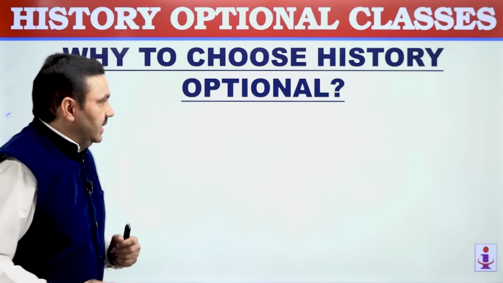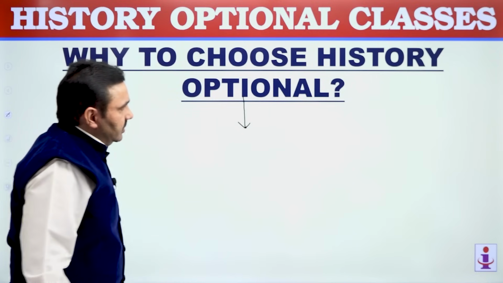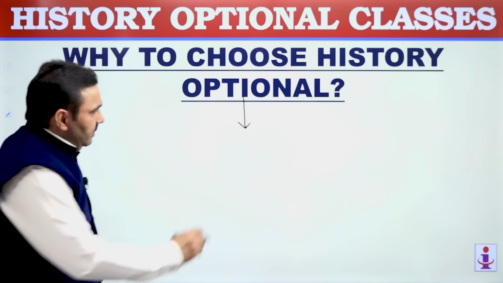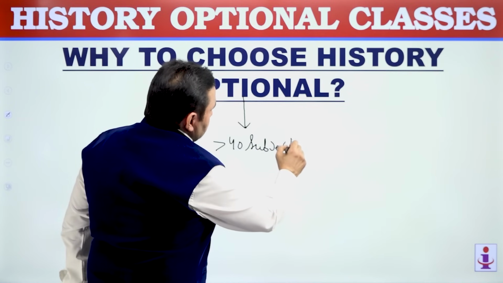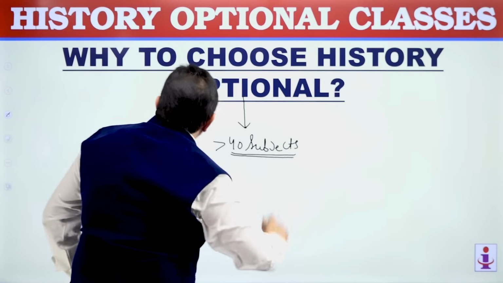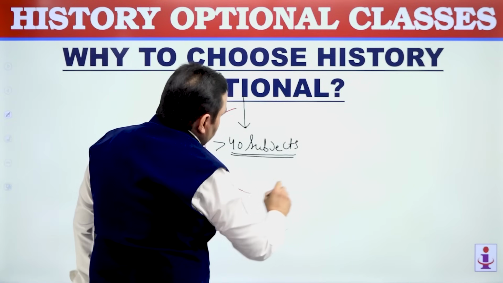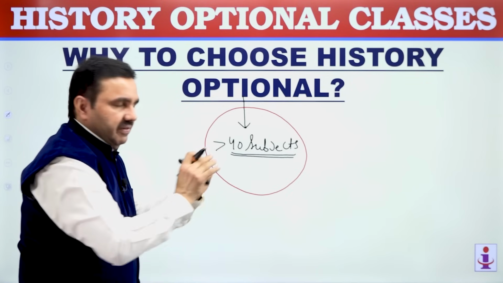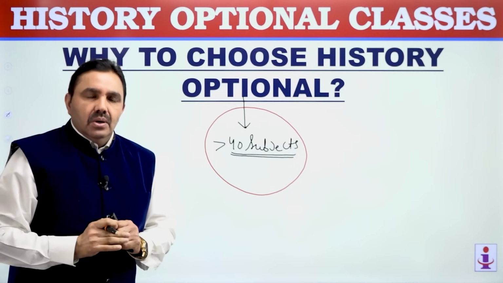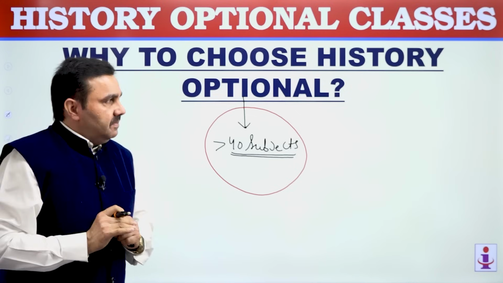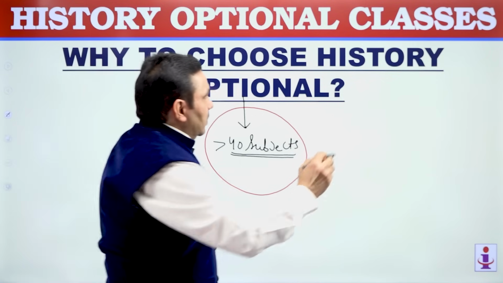As you are aware, UPSC gives a wide variety of optional subjects to be taken for main examination. There are more than 40 subjects which are offered by UPSC, and you can pick up any of these subjects for your optional category. So why should you pick up history? Let me give you some brief idea. This will help you in narrowing down to the right optional subject as per your own taste, as per your own requirements.